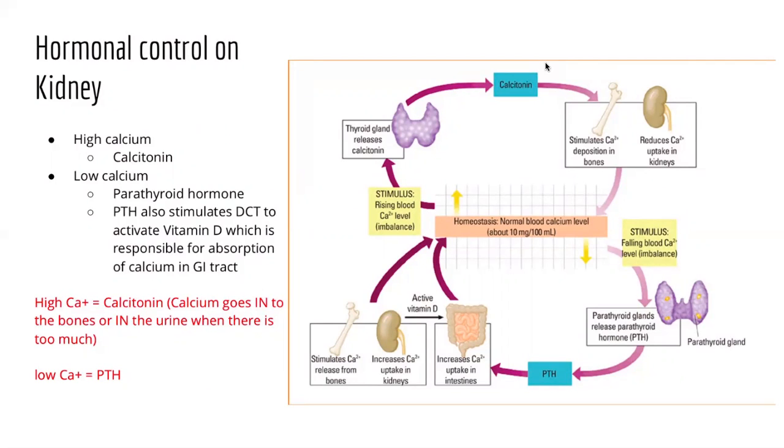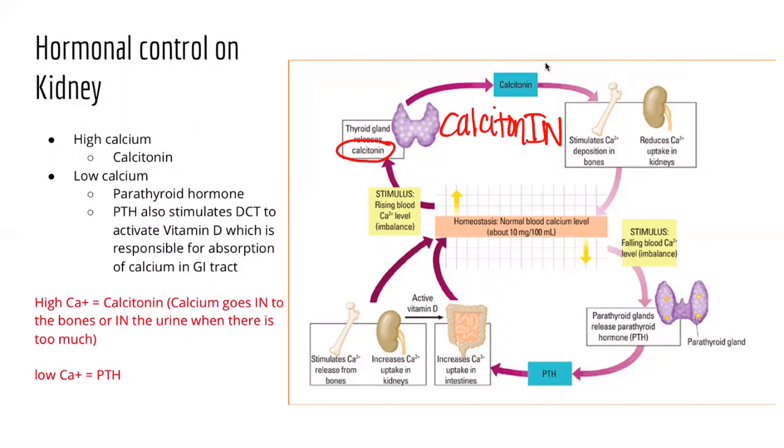If you have too much calcium in your blood, your thyroid gland is going to release calcitonin. That calcitonin is going to cause the calcium to be deposited in bone. And the way I remember that is calcitonin: the calcium goes into the bone because you have too much of it in your blood, so you want to store it in your bone.